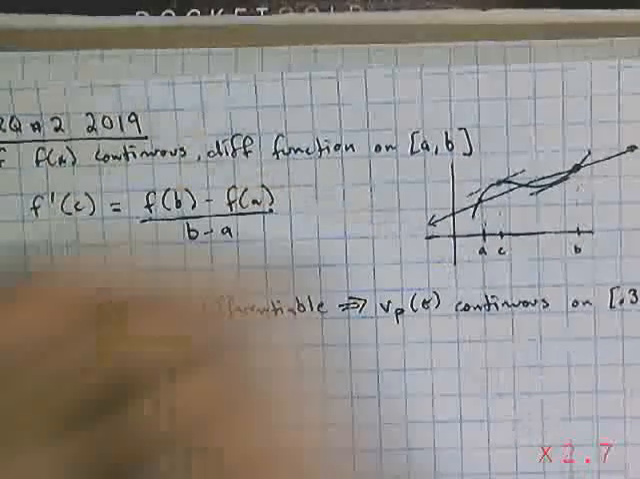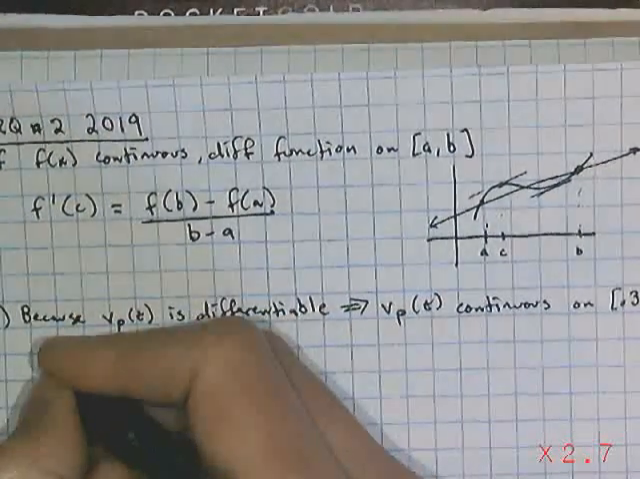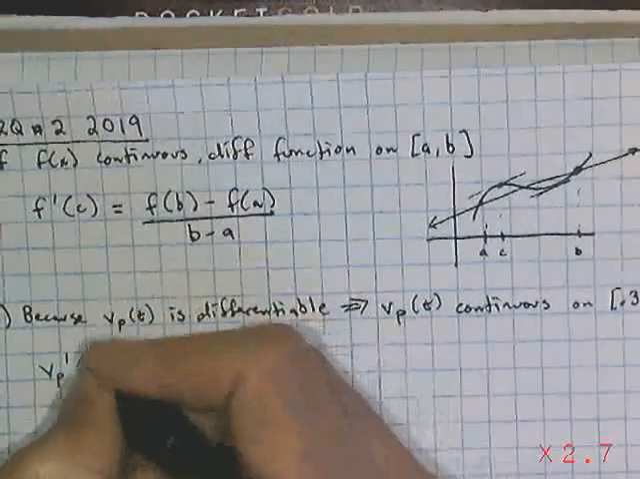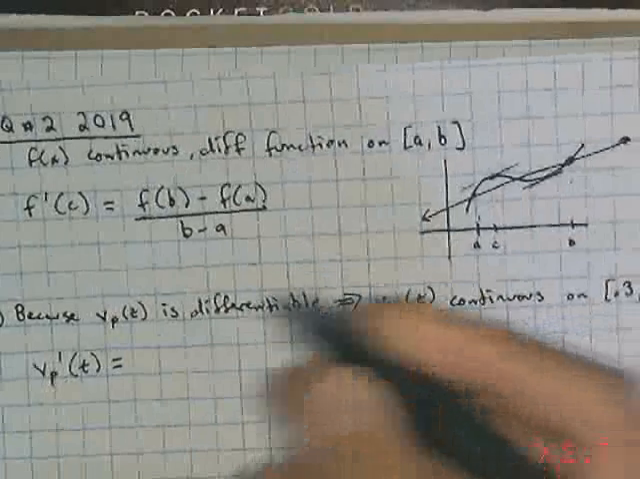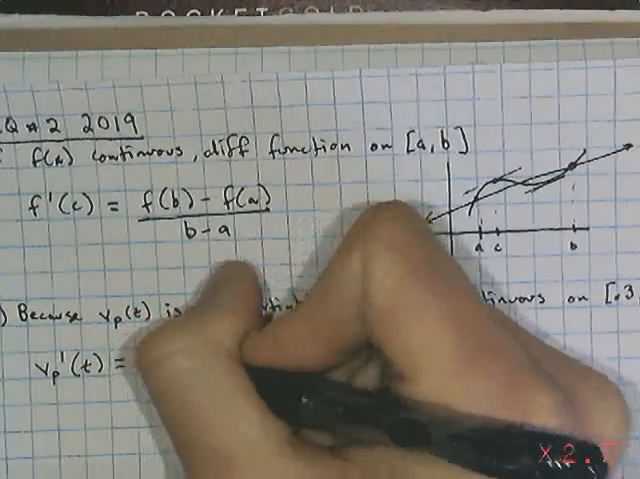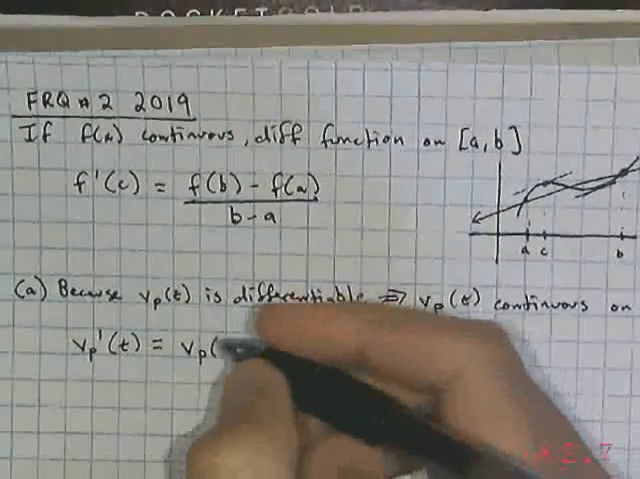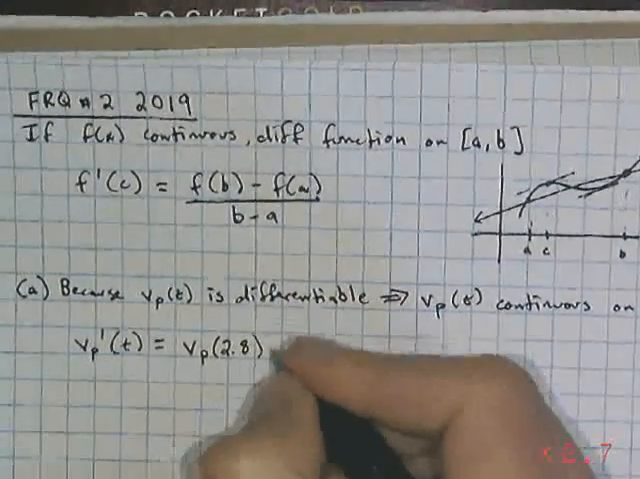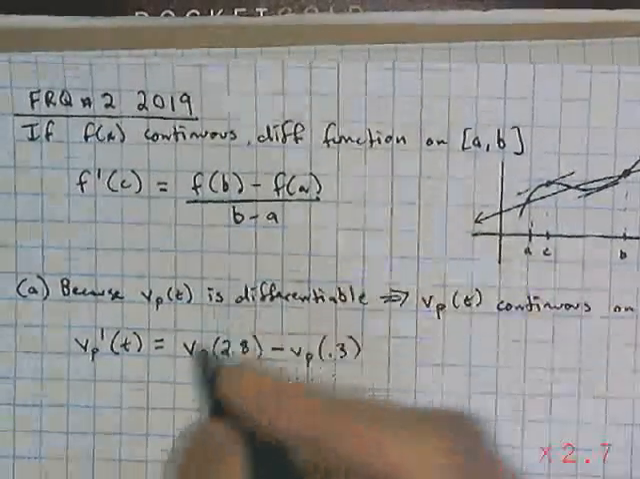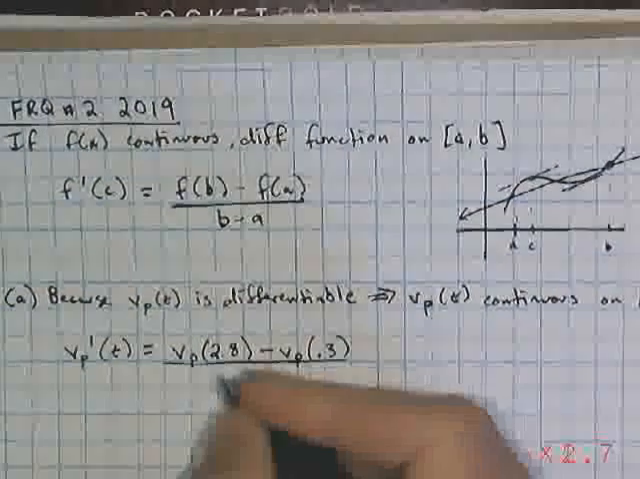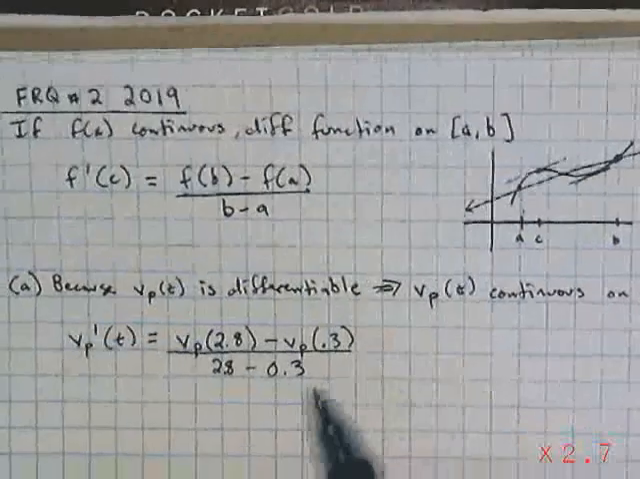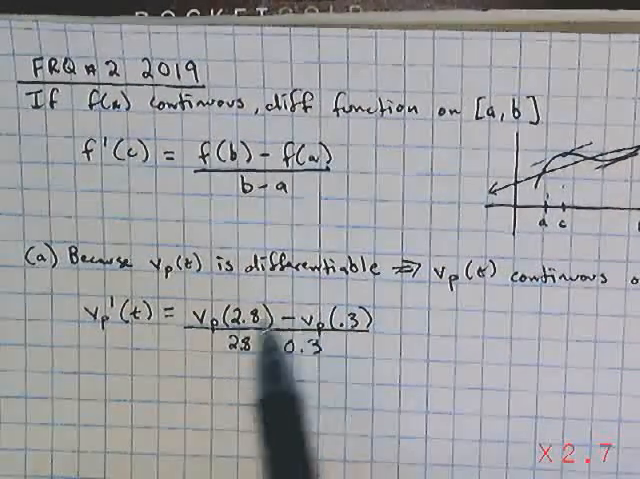And the mean value theorem then will tell us that there is some t value for which v sub p prime is equal to v sub p of our endpoint difference, so v sub p of 2.8 minus v sub p of 0.3, all divided by 2.8 minus 0.3. And we better hope that this difference is 0.